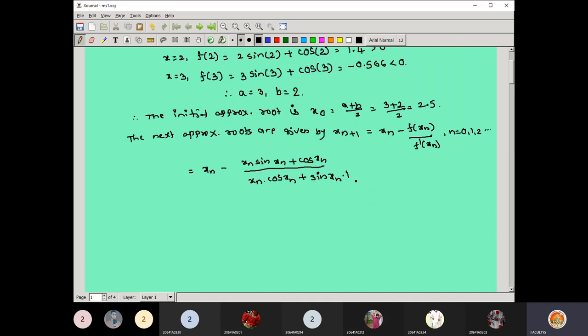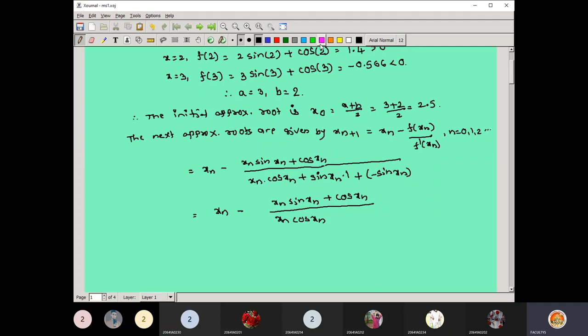This is for the first one, plus the cos derivative value. The cos derivative is nothing but minus sin xn. I am using the first term, which involves uv, and the second one is direct. Just make the simplification: xn minus xn sin xn plus cos xn, overall divided by, in the denominator, xn cos xn and sin xn minus sin xn is there.